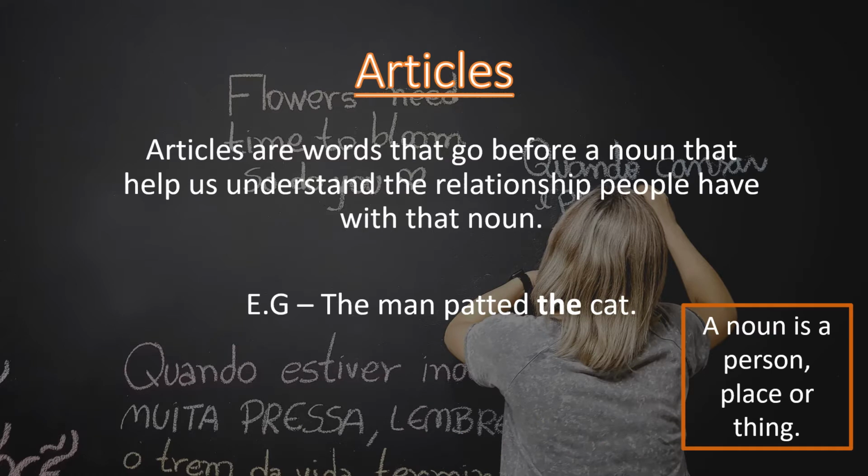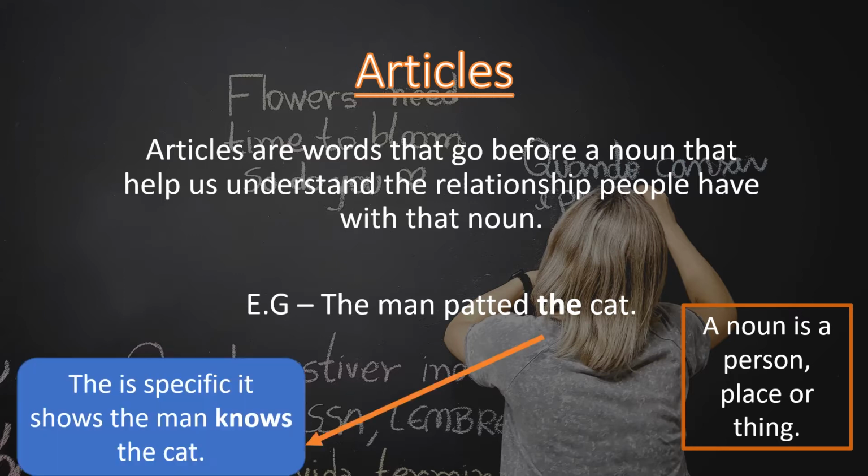So articles are words that go before a noun that help us understand the relationship people or objects have with that noun. For example, the man patted the cat. So we've got the article the there. Okay, this is a specific article and it shows that the man knows the cat. That means it already has a relationship with the cat. So a noun, just a quick recap, a noun is the name of a person, place or thing.